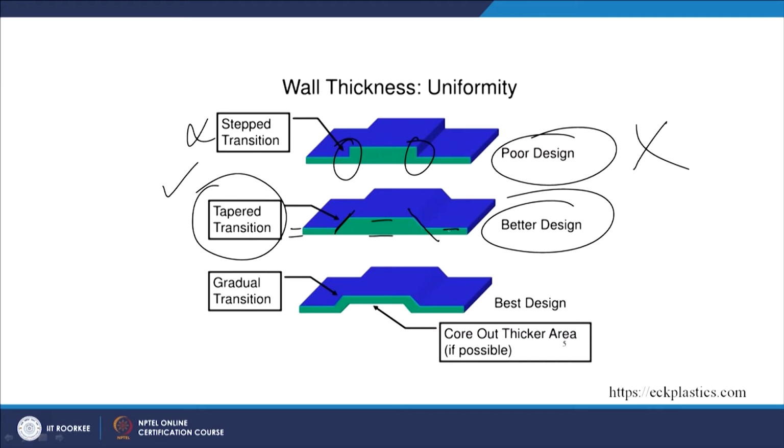We can see the wall thickness is varying, and then if we are able to make a gradual transition and the wall thickness also is uniform, this can be the best design. So, we can core out the thicker area if possible. We cannot do it in all the cases, but wherever possible we can do this and ensure a uniform thickness through the design. So, this is, we can say, the best design.